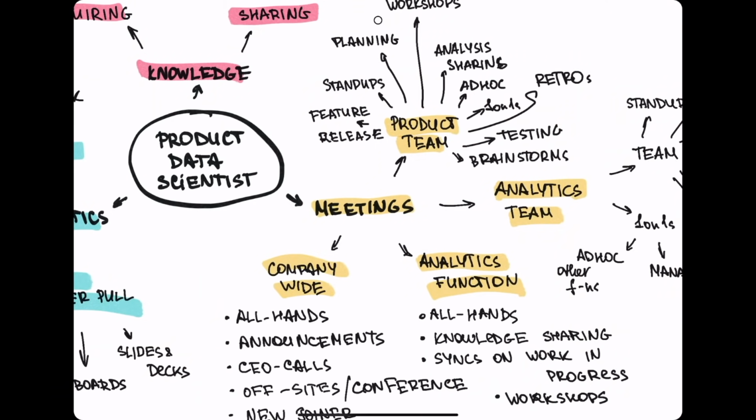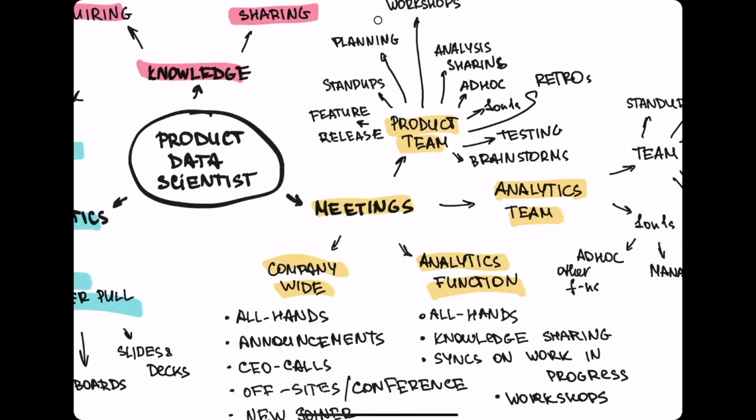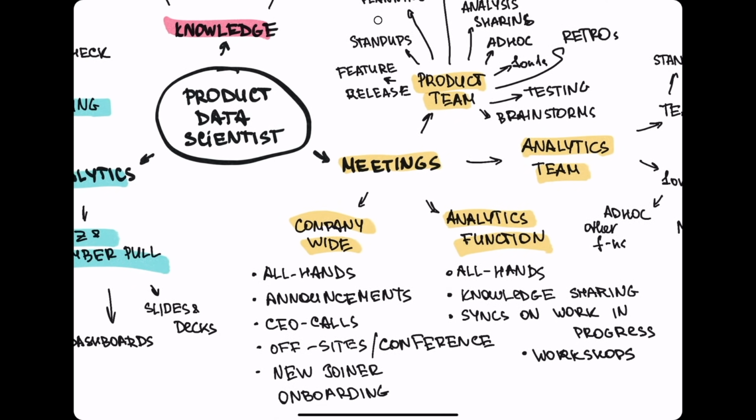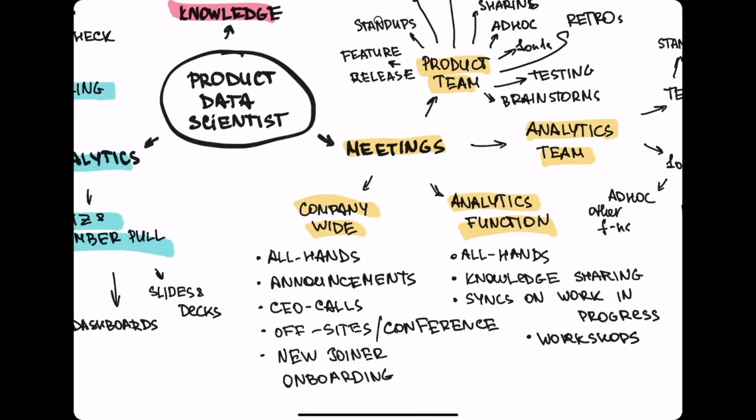Then the next gigantic part is meetings. You are gonna have a lot of meetings if you work as a product-related data scientist. They split between product team meetings, analytics team meetings, the analytics team that supports the product that you're a part of, then analytics function meetings, which are more global. Usually they cover all data scientists and researchers that work in the company. And then there are more company-wide meetings. So starting from company-wide, there are all hands announcements, CEO calls, etc. There is also some new joiner stuff, like onboarding meetings that I've been doing quite a bit, and I still have a lot of them to go.